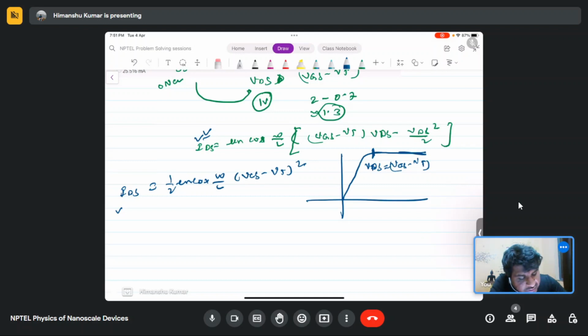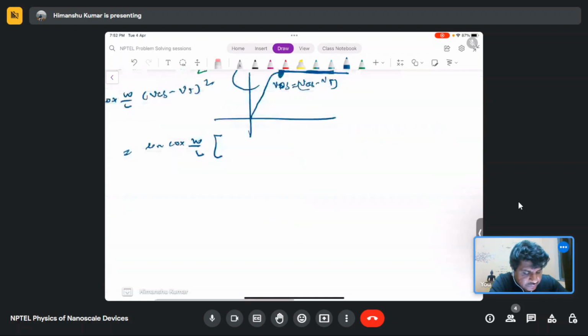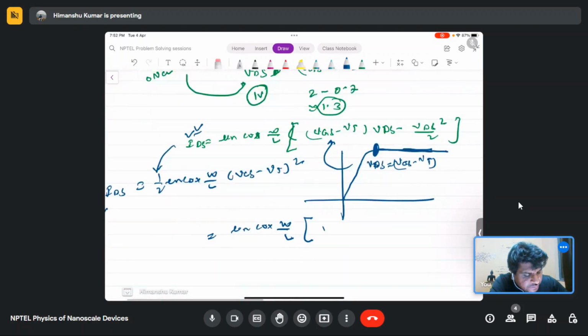If we calculate the current at this point, then we can calculate the current at any larger voltage of VDS. If we put VDS equal to VGS minus Vt in this equation, then we will also reach the same equation. Putting VDS equals VGS minus Vt, it will be equal to mu n Cox W by L times (VGS minus Vt) whole square minus (VGS minus Vt) whole square by 2.